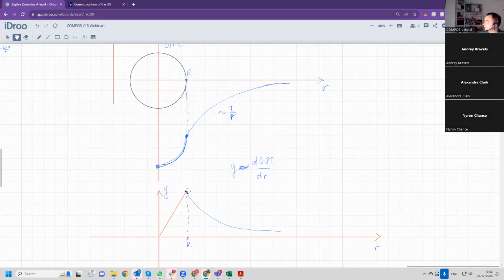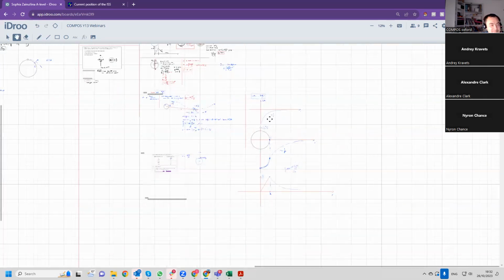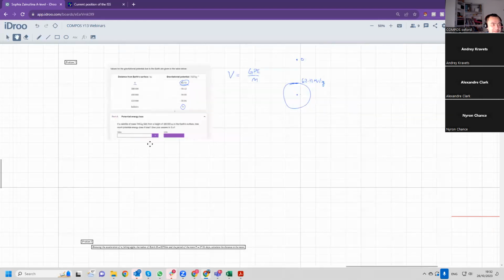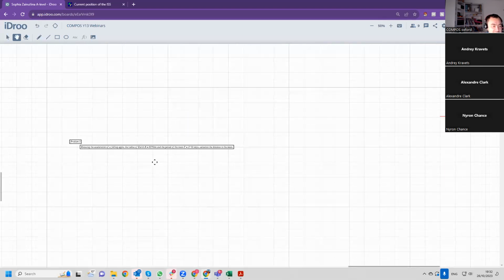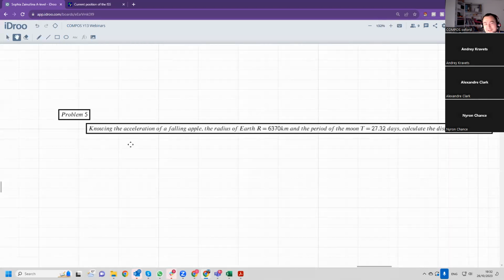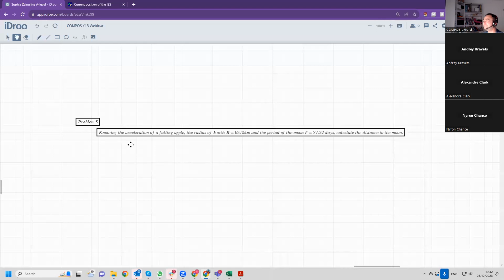So I have to stop here. I hope this was somewhat useful. Sorry for messing it up at the end, but I've corrected myself. Problem 7 is fairly easy, and problem 5 is fun. So give it a go on your own, and I'll see you next week.